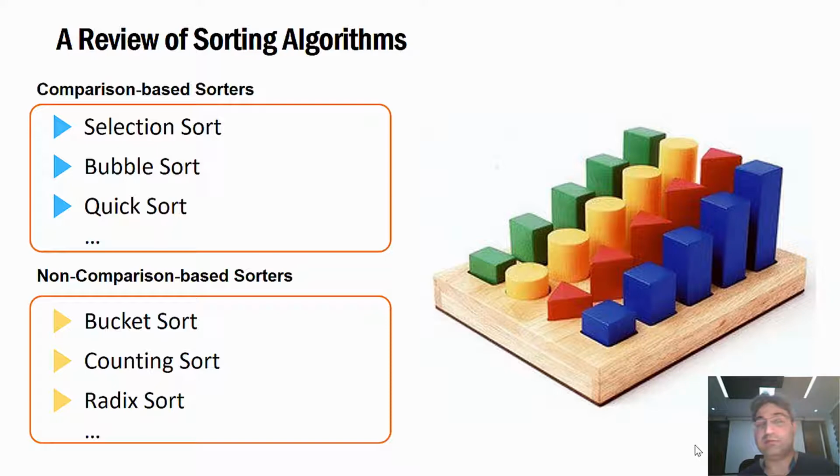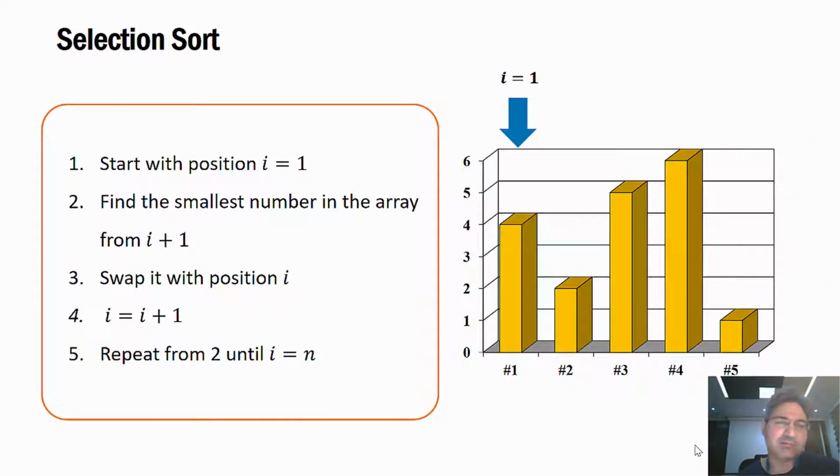But the other group, which is non-comparison based sorters, they are less known, maybe less popular. But among them, there are famous algorithms like counting sort, or bucket sort, or Radix. To begin with, I want to remind you what a comparison-based sorter is and why it is called a comparison-based sorter. I took selection sort as the example.